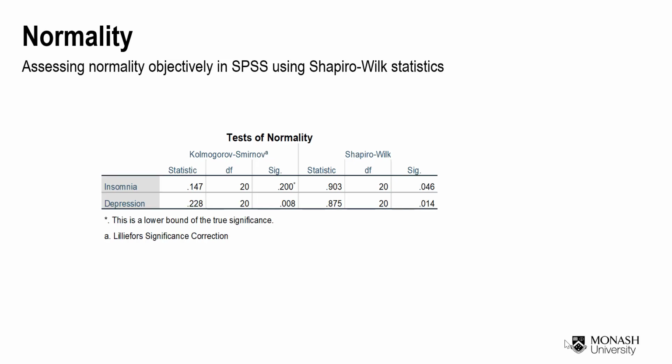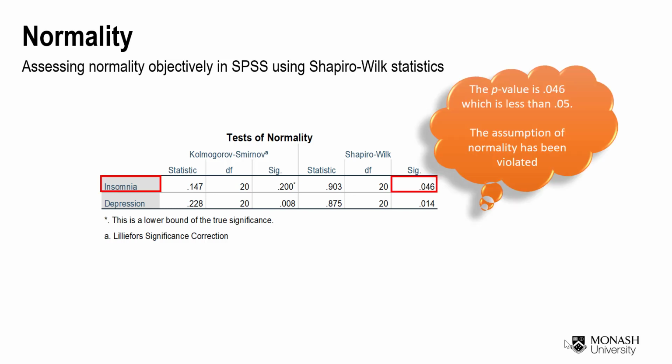The following test of normality table illustrates significant Shapiro-Wilk statistics for both variables. For insomnia, the p-value is 0.046, which is less than 0.05. Therefore, the assumption of normality has been violated.